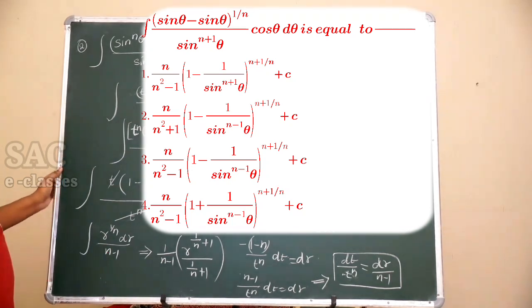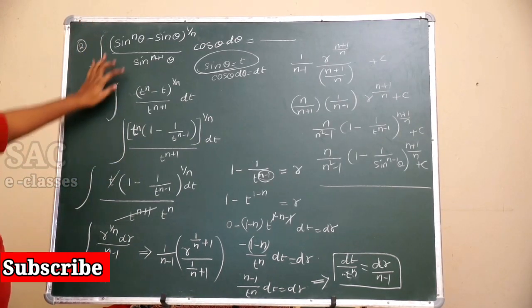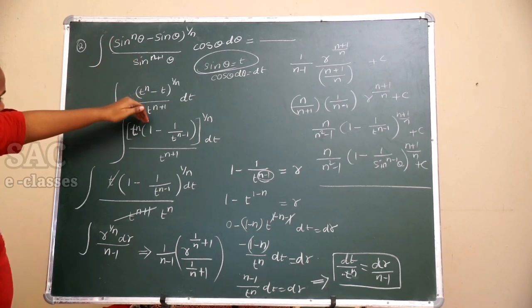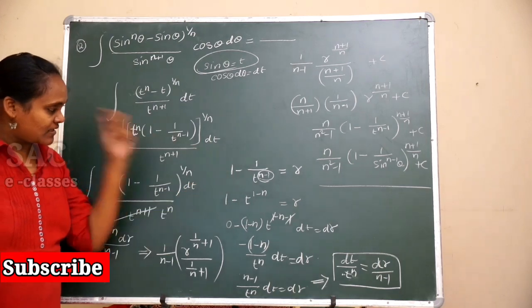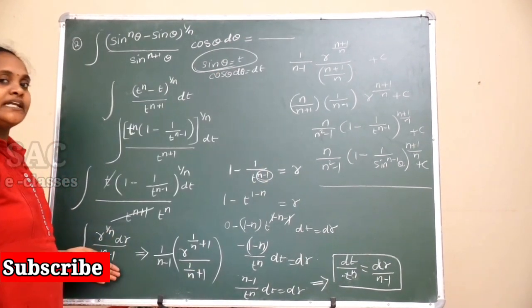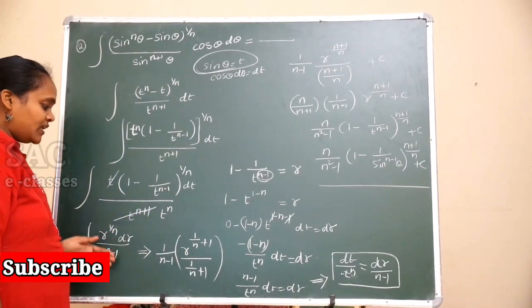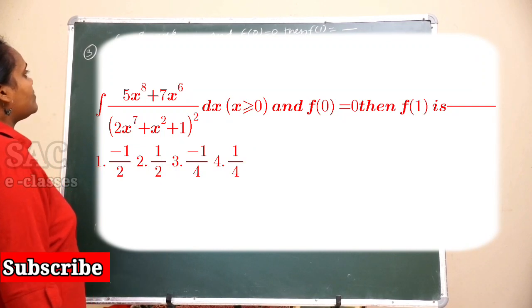Very simple, if you have understood the logic behind it. See here, I have taken sin θ as t. Then I have assumed that the numerator is some r. From there onwards you have to understand in what way we have applied the standard form of integration. Let's move to the next problem. See the third problem.